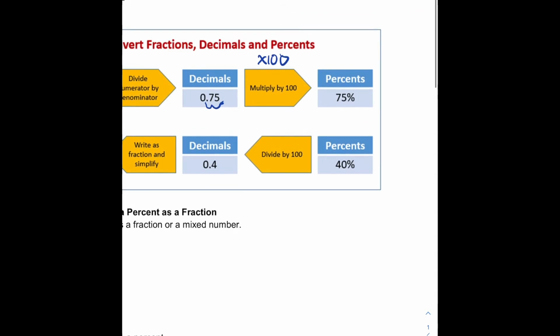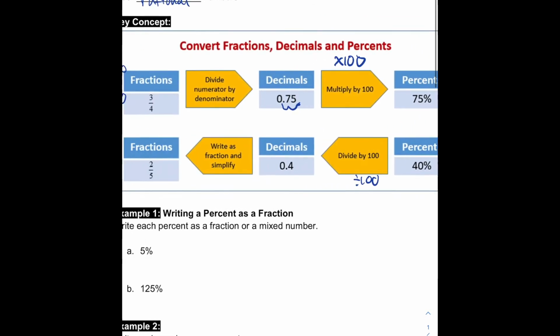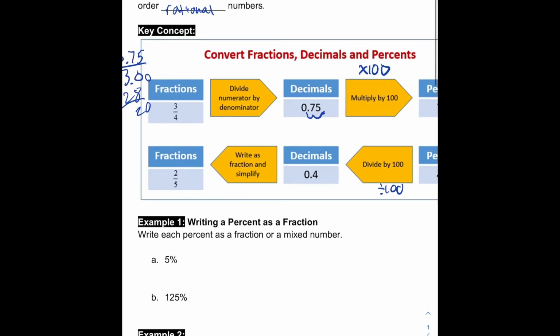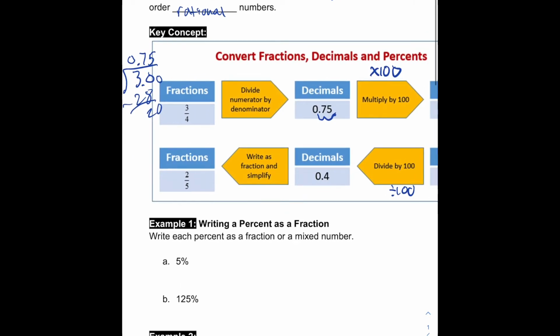Going the same way, again, if I have 40%, I divide by 100, put it over 100, get a decimal of 0.4 after I simplify. And then again, that would be 4/10, which if you simplified would give you 2/5.